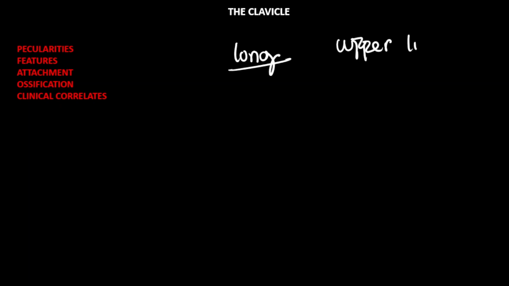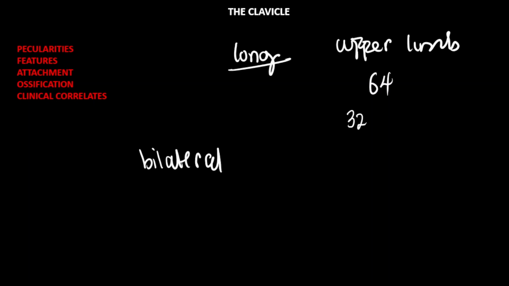In the human body, there are 64 bones in the upper limb with 32 on each side of the body. The clavicle is a bilateral structure, meaning that we have one clavicle on each side of the body. Okay, now as I stated earlier, it's a long bone, meaning that it has a shaft and two ends.